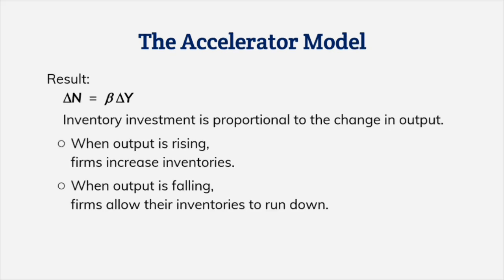The result is delta N equals B delta Y. Inventory investment is proportional to the change in output. When output is rising, firms increase inventories, and when output is falling, firms allow their inventories to run down.